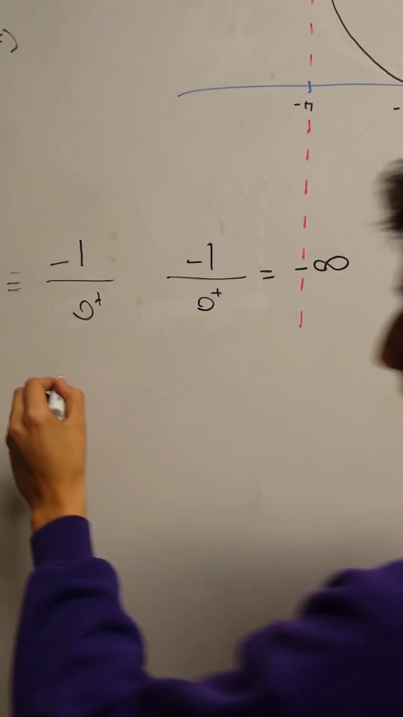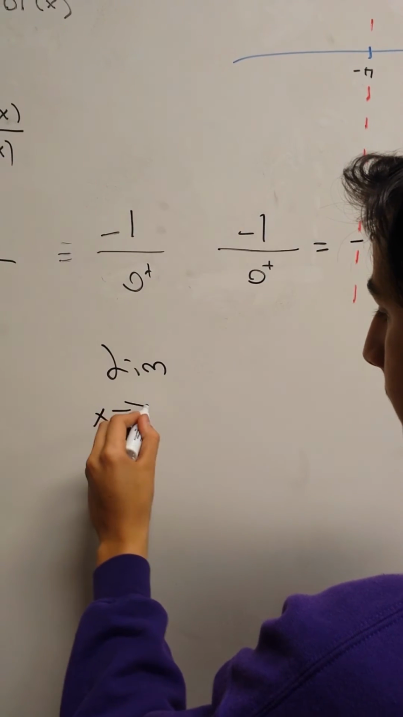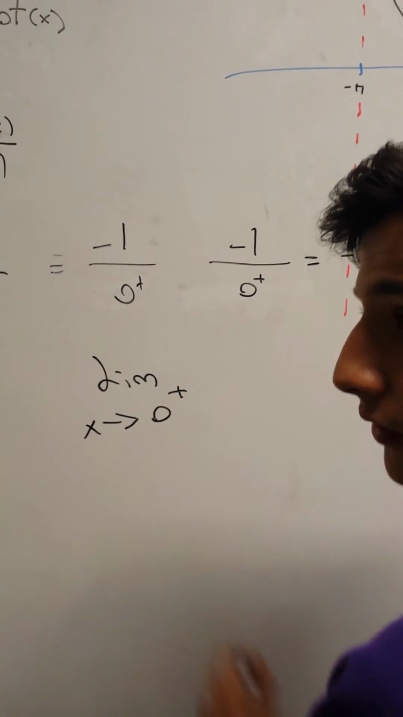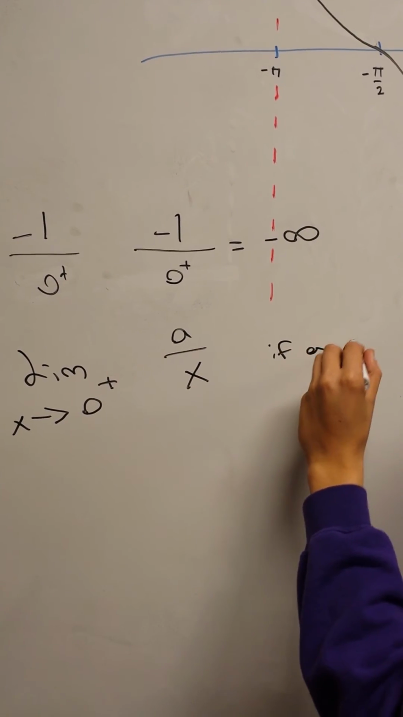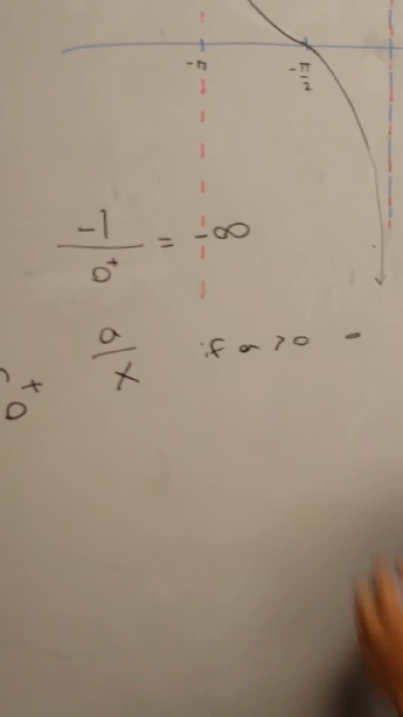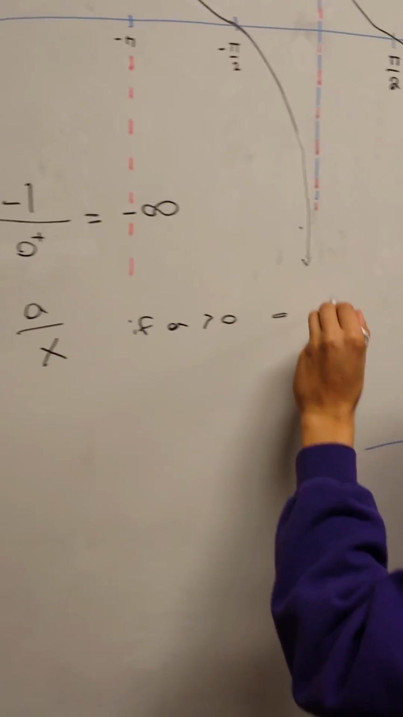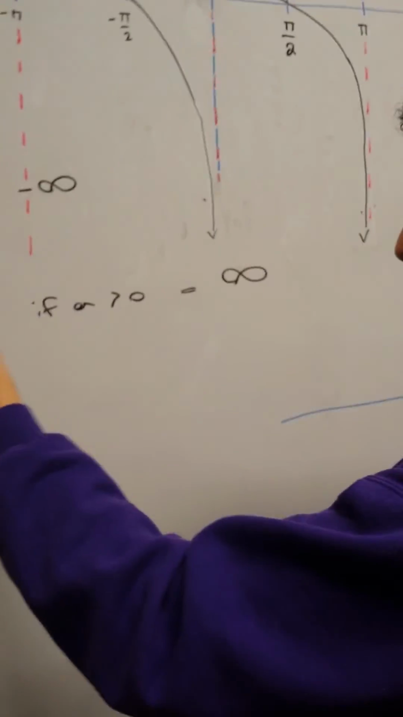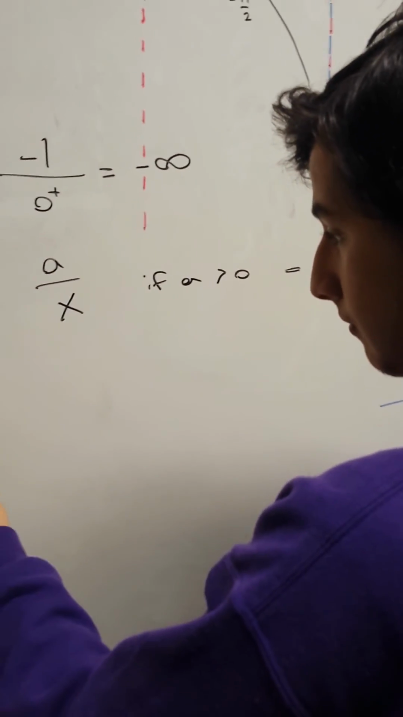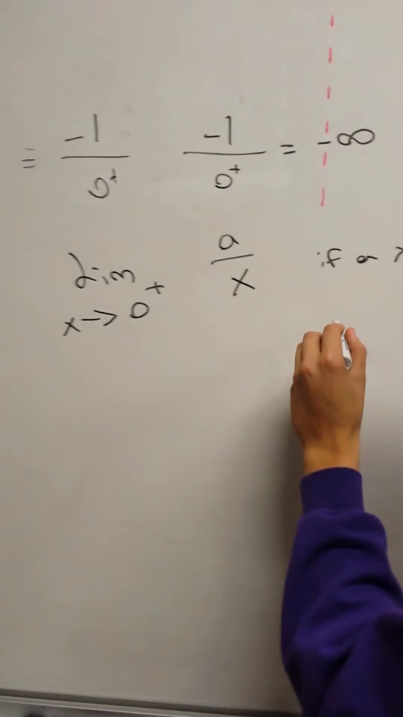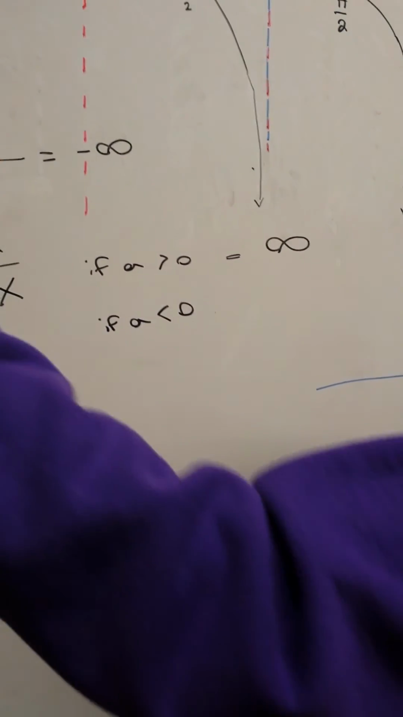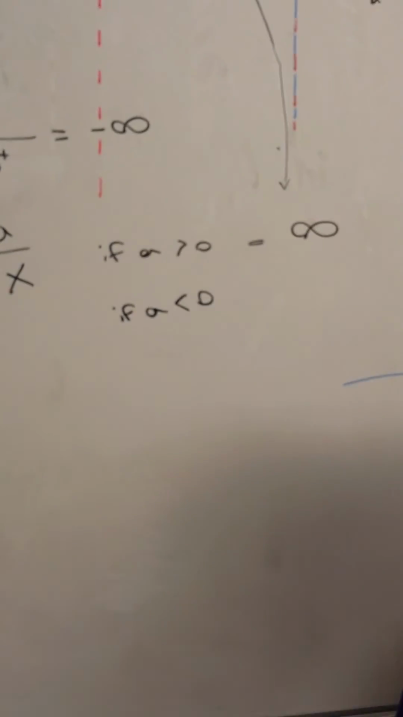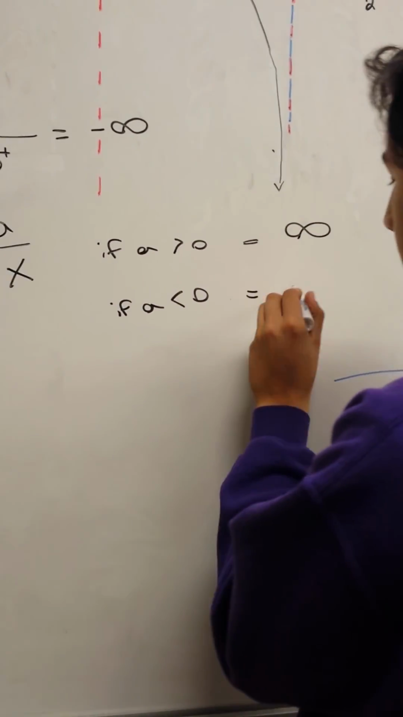So how do I know that? The limit as x approaches 0 from the right of a over x. If a is greater than 0, it will equal positive infinity. And a has to be any number greater than 0, any number. And now, if we took the same limit statement, and a is less than 0, a negative number, -5, -100, -10,000, it really does not matter, as long as it's not infinity, then it will be negative infinity.